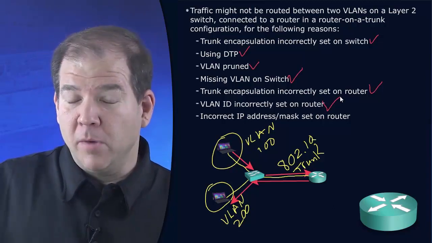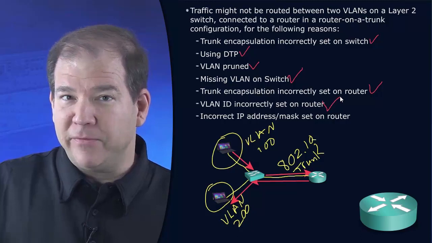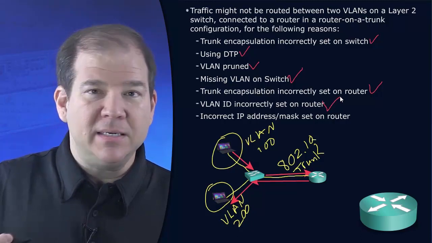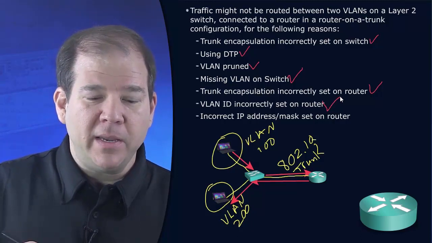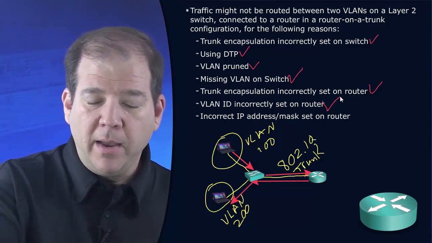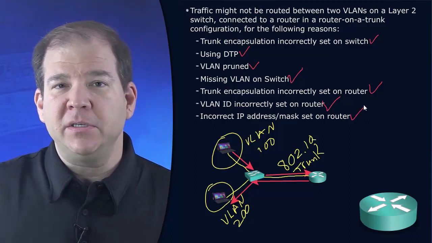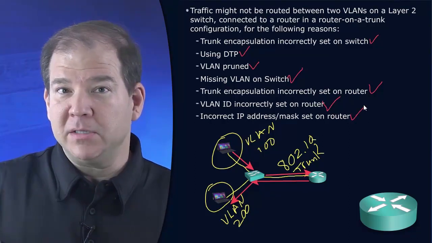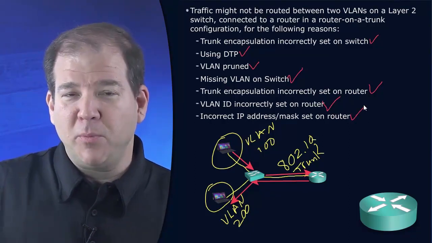And also, remember, a .1q trunk has a native VLAN. That's a VLAN that is untagged. We want to make sure that we indicate the correct native VLAN on both the switch and the router. And also, those router sub-interfaces have to have an IP address that belongs and corresponds to the appropriate VLAN.